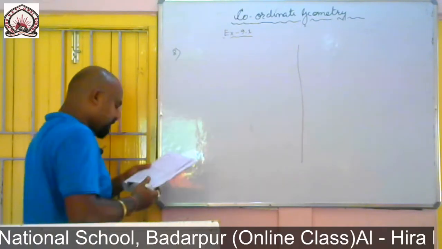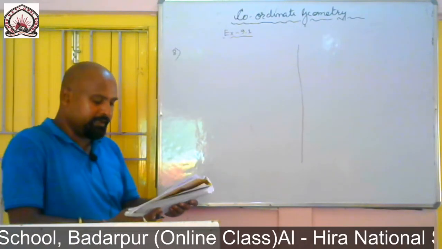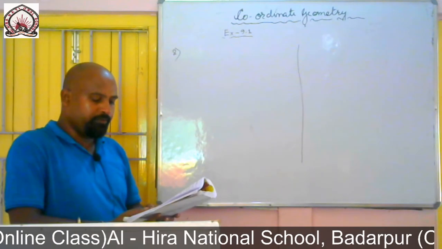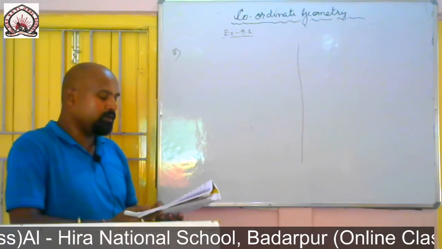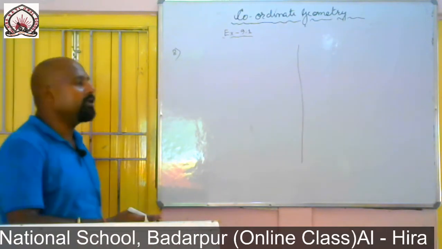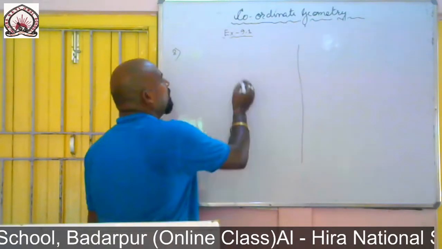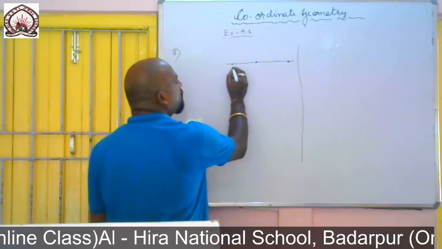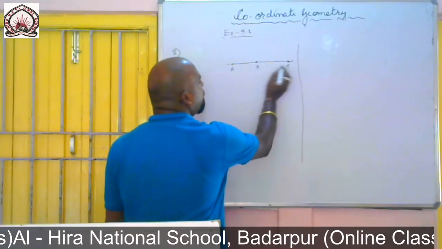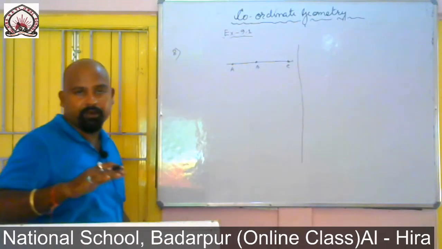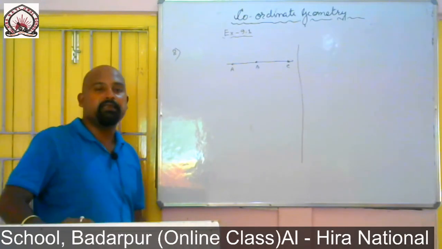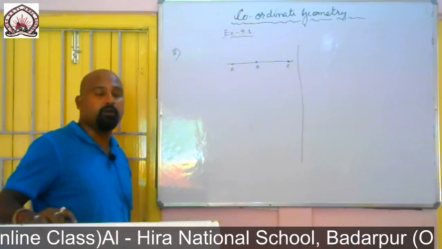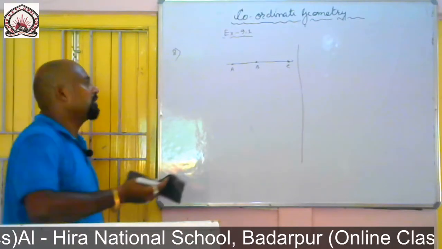Question number 8. Using the concept of the gradient of a line, show that the following points are collinear. What do we mean by collinear? It means the 3 coordinates are given to us. If I consider points A, B, C, and they lie on the same line, then we can say the points A, B, C are collinear, if they fall on the same straight line.